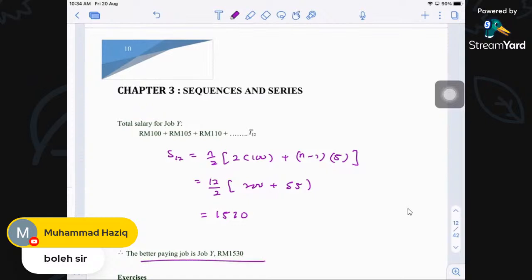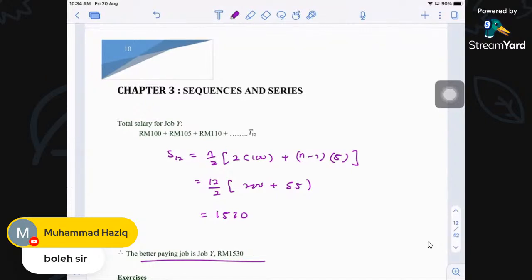So of course, job Y is the better paying job because you get 30 ringgit more over there. So of course, we have to plus the money. Okay, we have to keep on plusing the money. But how if I give you a bank situation? If I give you a bank situation, you put the money in the bank, 100 ringgit in the bank. And then I tell you that every month you put 5 ringgit extra inside the bank.